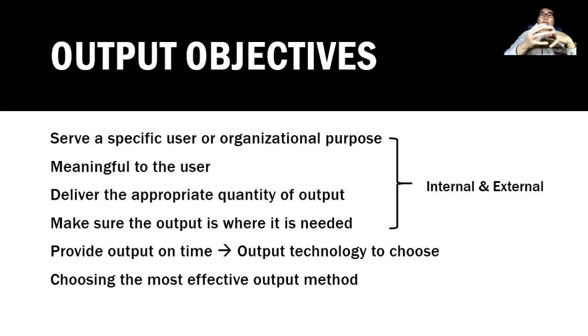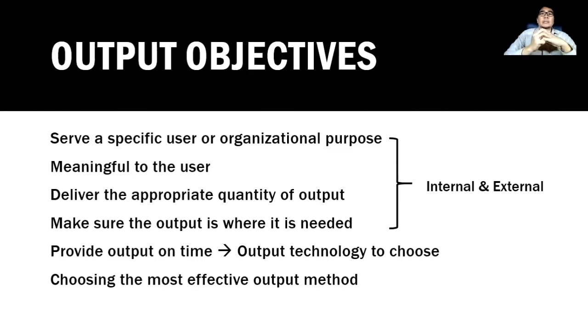And the fourth one is to make sure the output is where it is needed. For example, if the sales department produces an output from their sales system, the output will be used by the department that is related with the sales department. For example, the marketing department or even the higher level organizational structure. For example, the sales manager or the director of sales or even the president director.